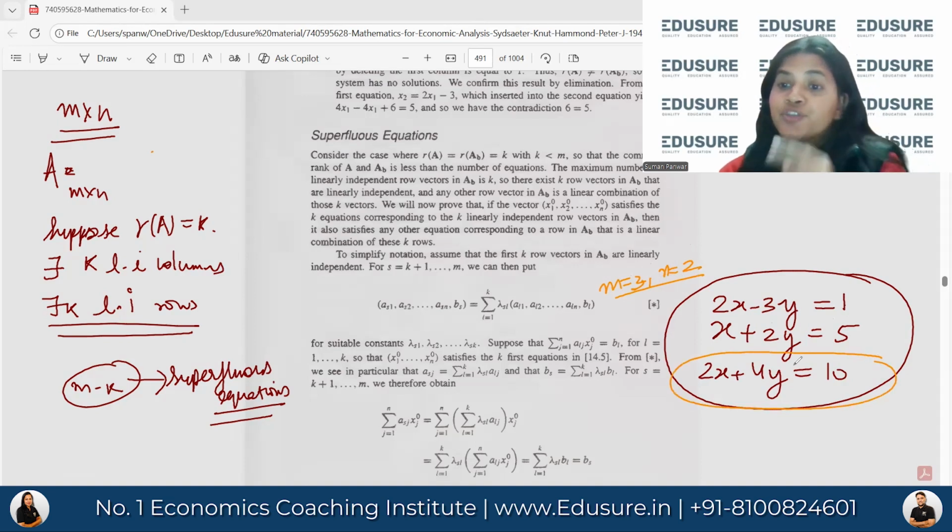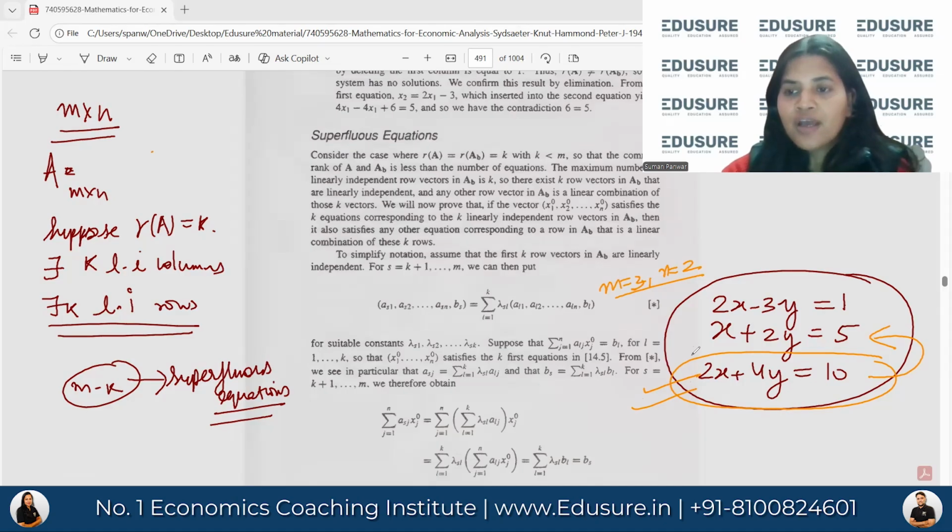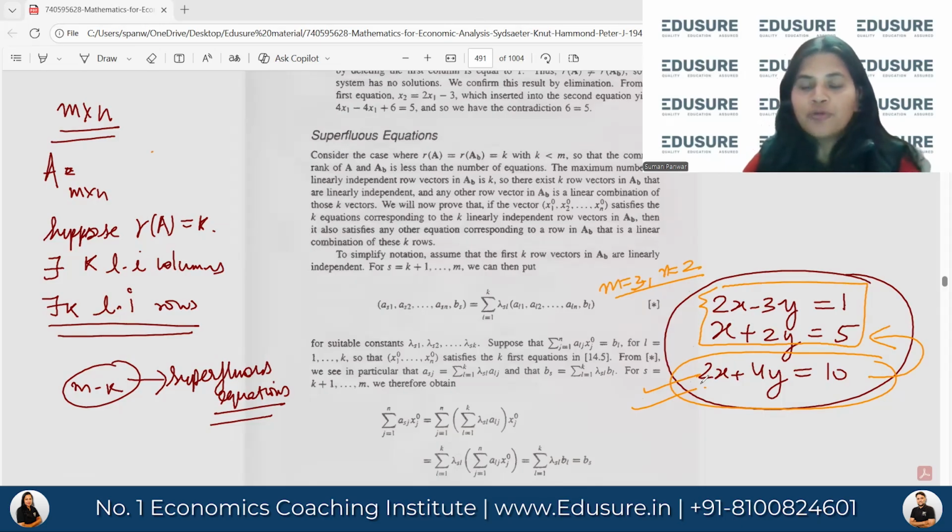Now look at the third equation. The third equation is a superfluous equation. Why is it a superfluous equation? Because it is a multiple of the second equation. So the third equation is just there as an extra thing for us. It is not serving any purpose. So if I solve the first two equations, the third equation will be automatically solved. That is what is meant by superfluous equations.